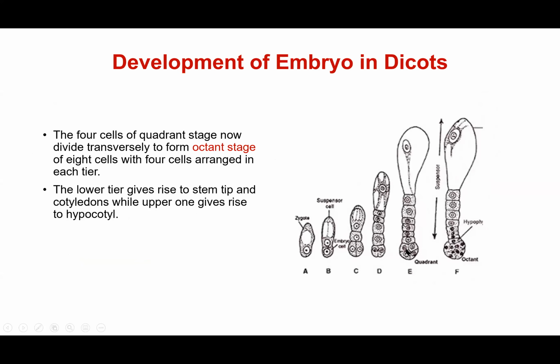From the quadrant stage, the cells again divide to form an octant stage. All these four cells which are present in the quadrant will divide to form the octant stage. In this octant stage, you have cells arranged in two tiers, that is, two layers. Out of the two tiers present in the octant stage, the lower tier gives rise to stem tip and cotyledons, and the upper tier gives rise to hypocotyl. So what are cotyledons, what are stem tips, what is hypocotyl? I'll try to draw a diagram and show you all.